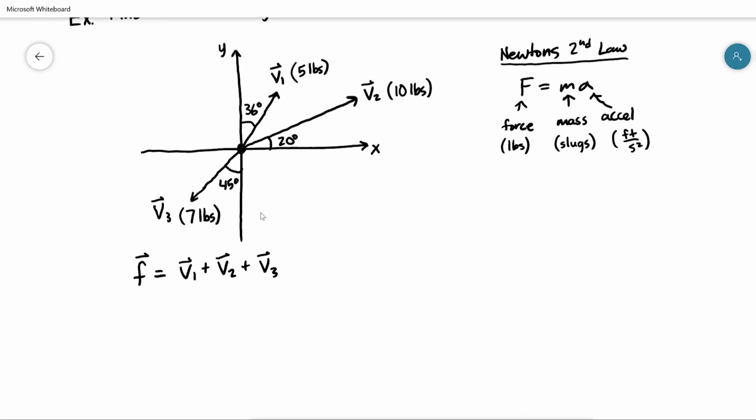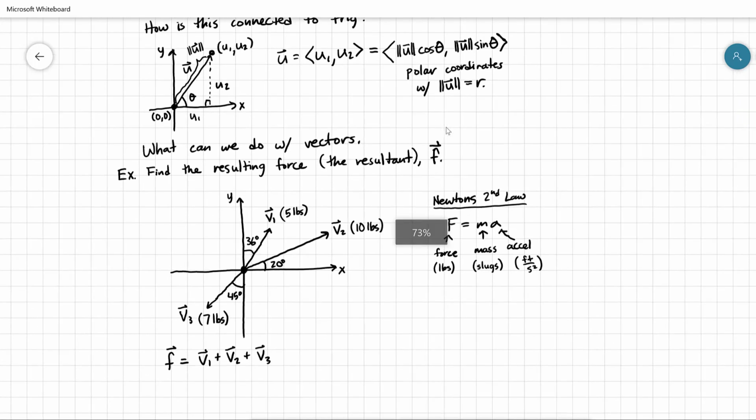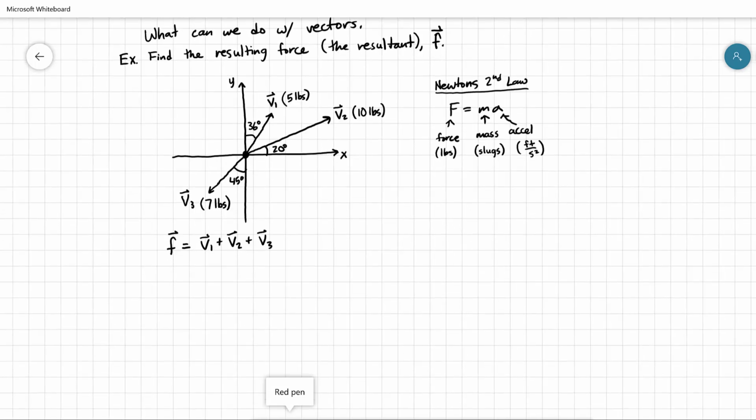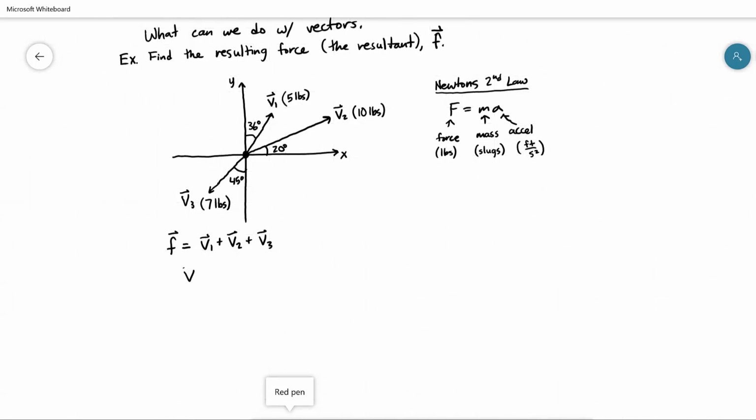I need to add up the three forces, but I need to have them written in component form, and I don't have them written in component form. I know the direction they're pulling, and I know the magnitude. So I need to convert every single one of those into component form using this formula that we just used right up here. So that's the formula I need to use. Let's look at all of these forces. Let's start with V1.